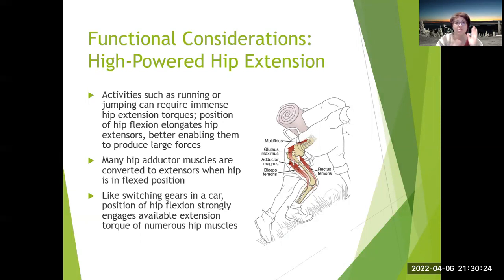The example they give in the book is that it's like switching gears in a car. The position of hip flexion strongly engages available extension torque of numerous hip muscles. The adductor magnus is huge, and it has an extensor head, which is the posterior head, and it has an adductor head, which is the anteromedial head. The extensor head of the hip adductor just has a better line of pull if you start out in hip flexion. So we're sort of increasing the length tension relationship on that and getting a better line of pull for extension.